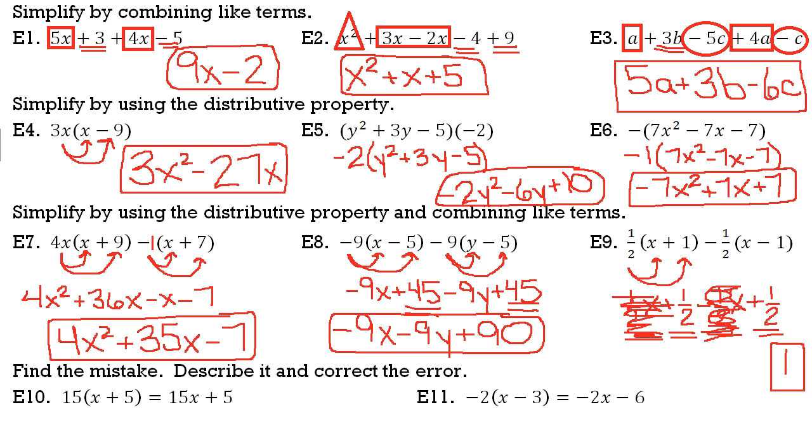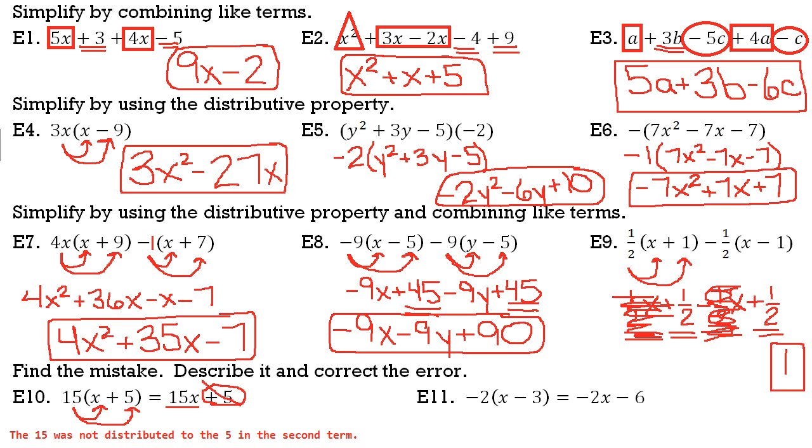Well, it looks to me like we did 15 times x, which is 15x, and then we did 15 times 5, which is 70. Yeah, it looks to me like the problem here is that the 15 was multiplied by the x, but the 15 was not multiplied by the 5. So what is the problem? Well, find the mistake, describe it, and correct the error. The 15 was not distributed to the 5 in the second term.